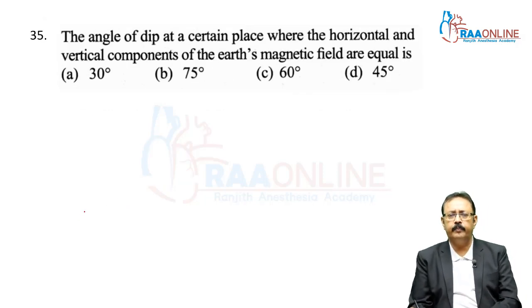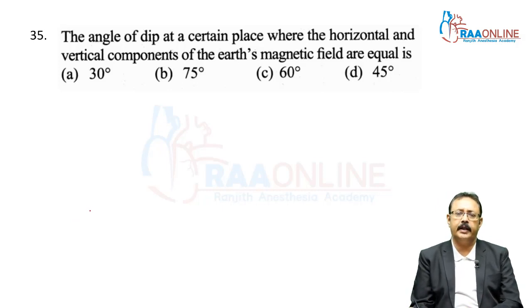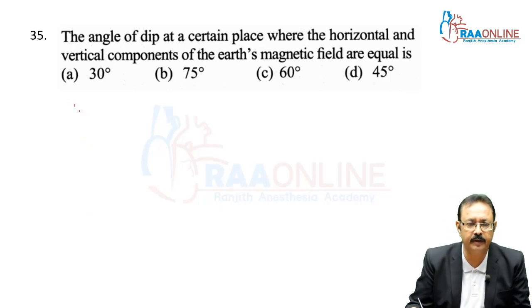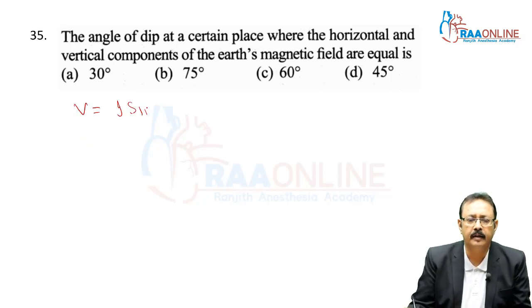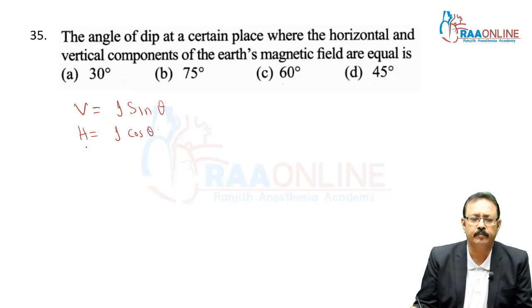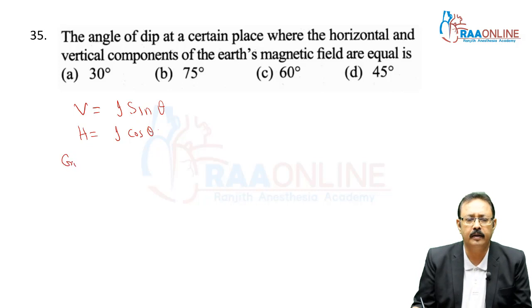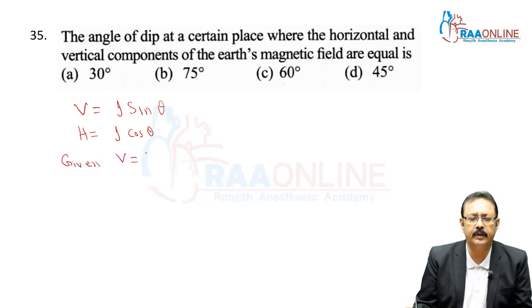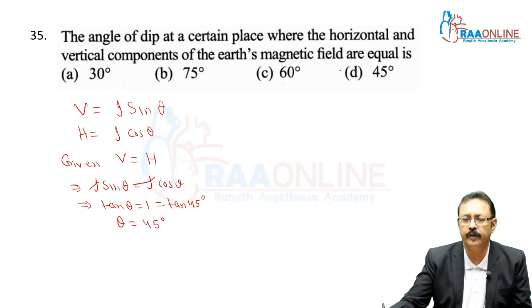Next, the angle of dip at a certain place where the horizontal and vertical components are equal. We know that vertical component is I sin theta. Theta is angle of dip, I is total intensity. Horizontal component is I cos theta. V and H are equal, so I sin theta should be equal to I cos theta. It means tan theta is equal to 1, which is the value of tan 45 degree. So angle of dip should be 45 degree. So we are going with D.